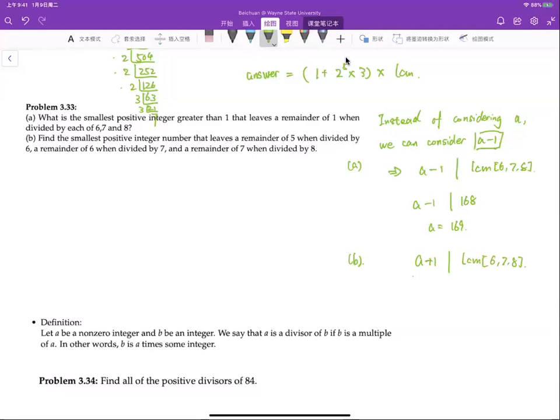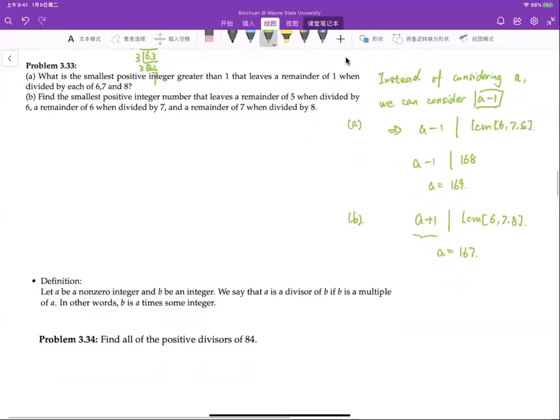So basically, in this case, we consider the number A plus 1. And again, by the argument above, you know that A is 167, right? Because we are looking for the smallest A. All right, so any questions so far?